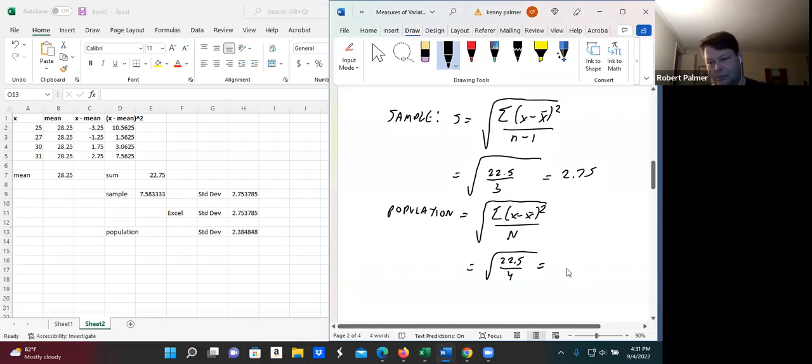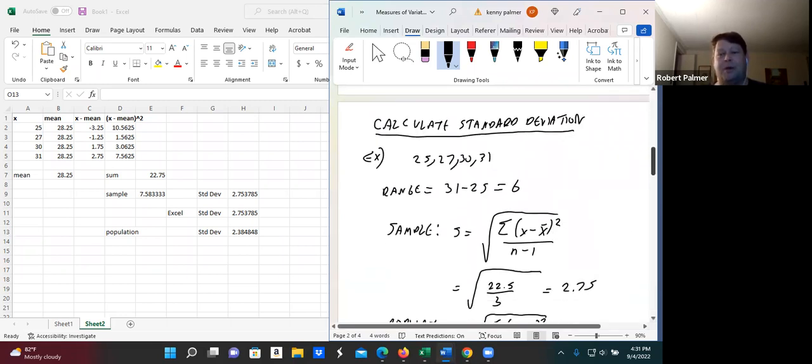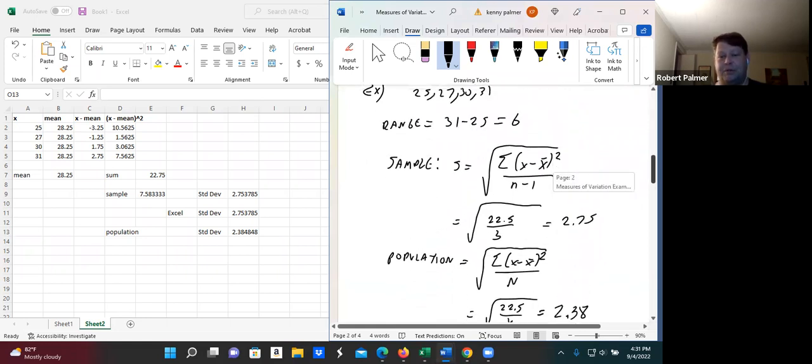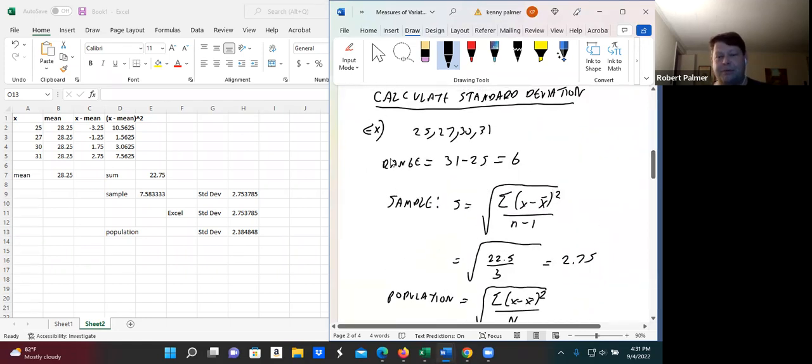Now, most of the time, your population is probably not going to contain only 4 values. Most times it's going to be a very large population, but that shows the difference in the ways we do this. Now, let's do another example. Call this number 1. Let's do a number 2.